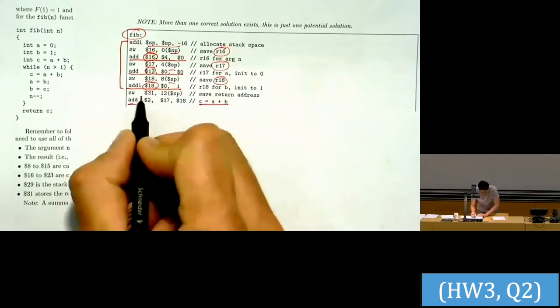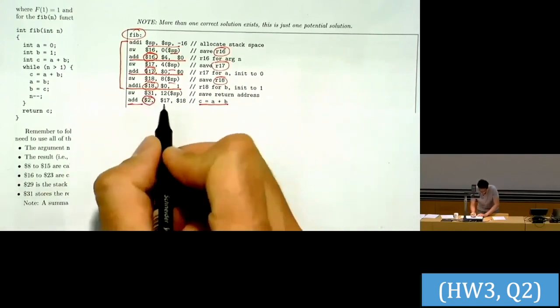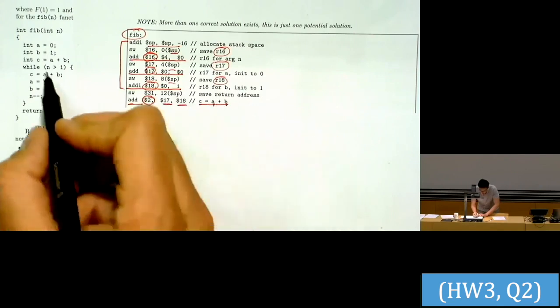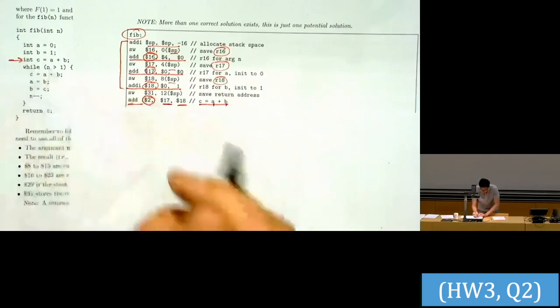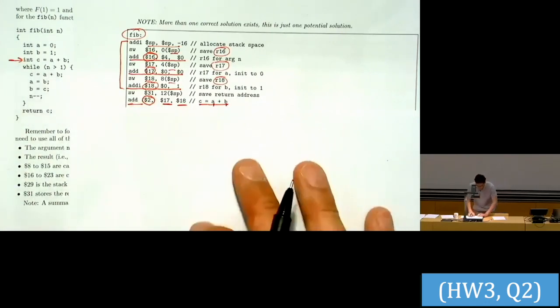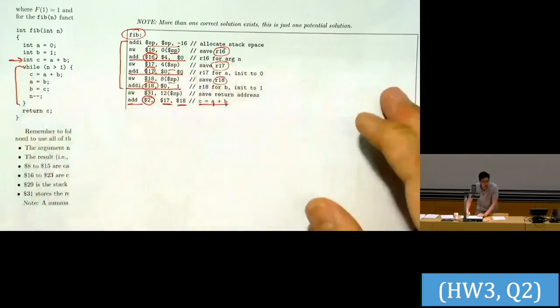So this is an addition. We store C in register 2. In registers 6, 17, and 18, we have A and B. So this corresponds to this first C equal A plus B. And now, the next thing that we are going to find is this while loop, right?